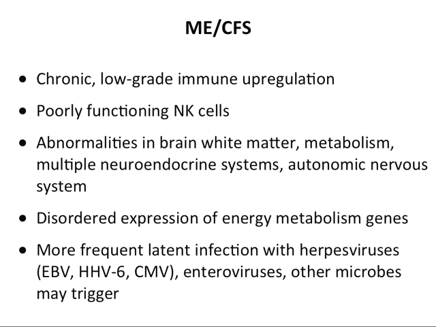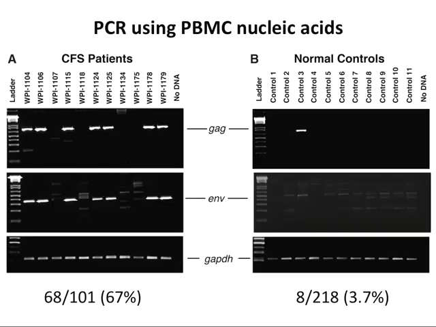It's also characterized by a low-grade immune upregulation and poorly functioning NK cells. There are also some CNS abnormalities and problems with metabolism. And what has been observed over the years of study of this disease is that there are a lot of latent infections with various herpes viruses, particularly EBV and CMV, and also some enteroviruses, and other non-viral microbes may trigger it. So this group in Nevada decided to look at whether these patients contained XMRV, because there was some suggestion that RNase L was different in certain patients with chronic fatigue syndrome. So they saw, oh, RNase L has been associated with a virus in prostate cancer, so let's look in these patients.